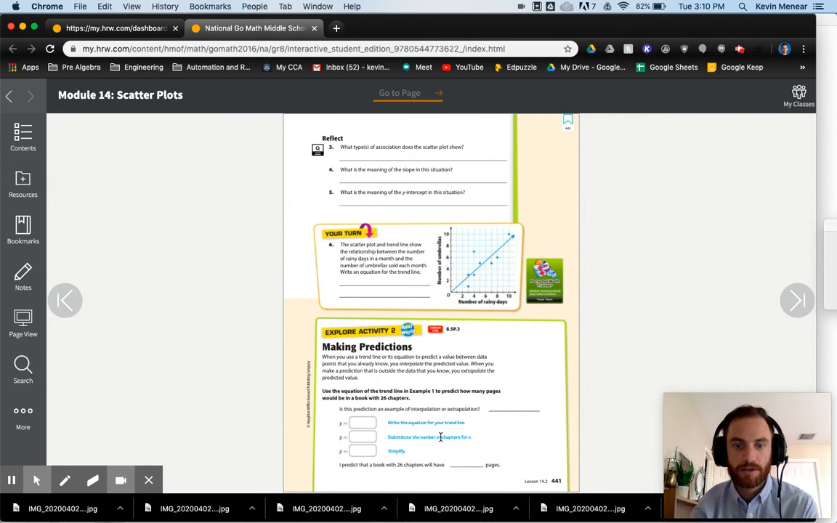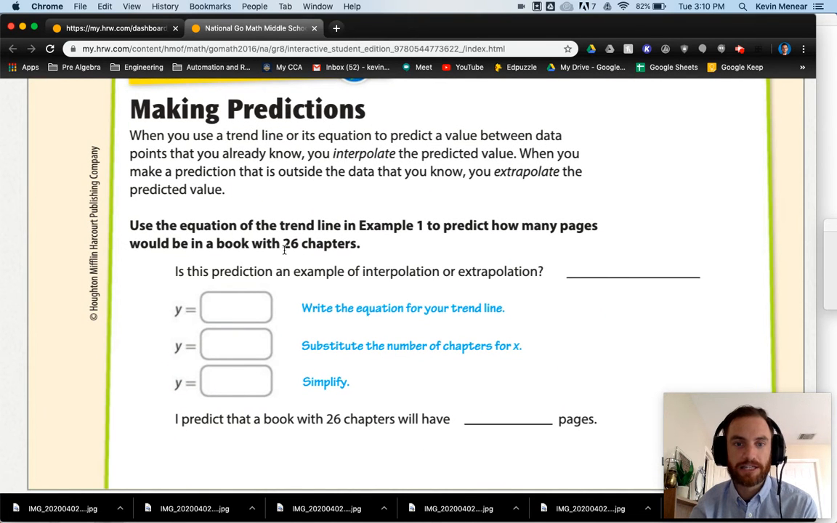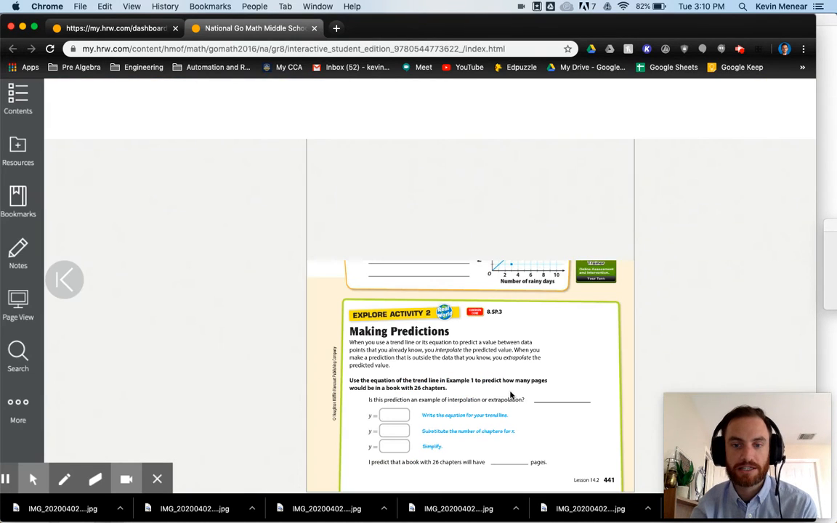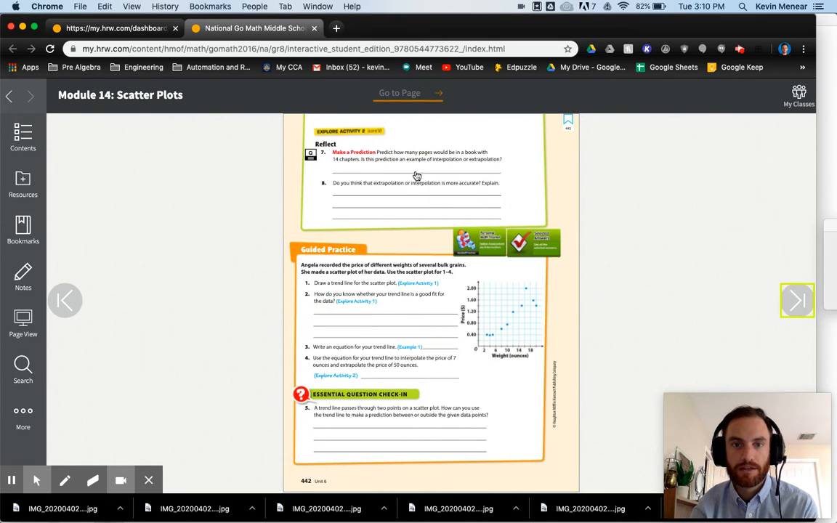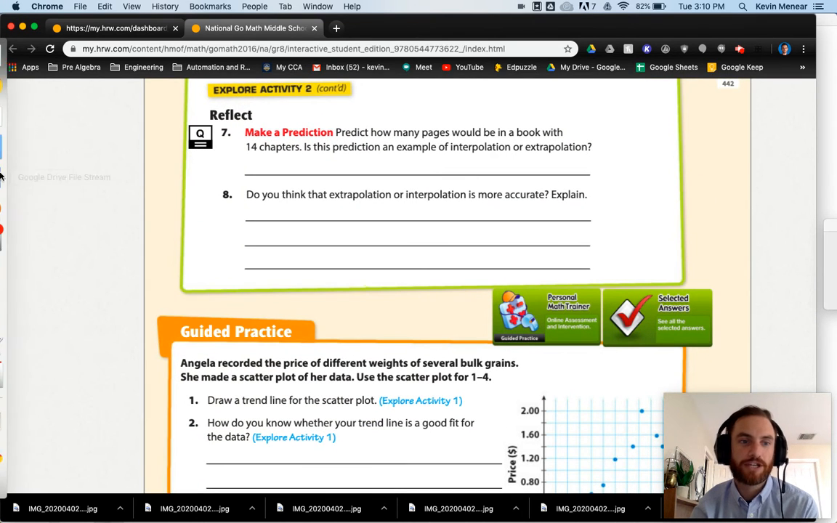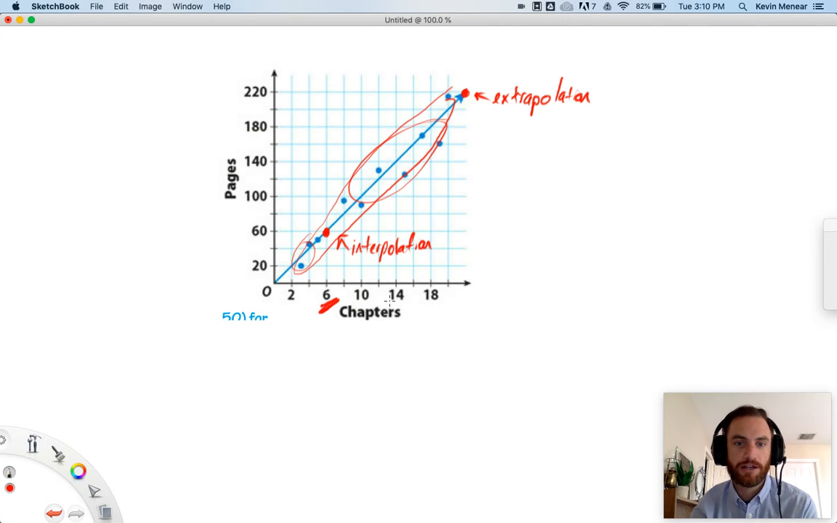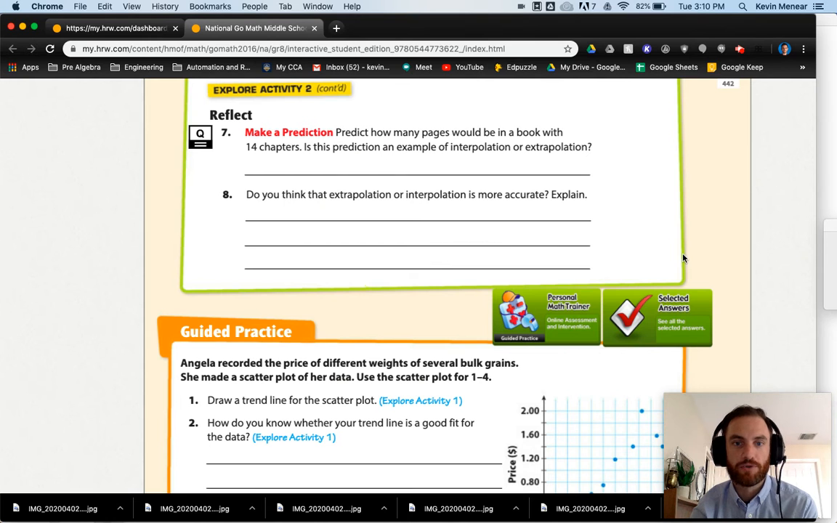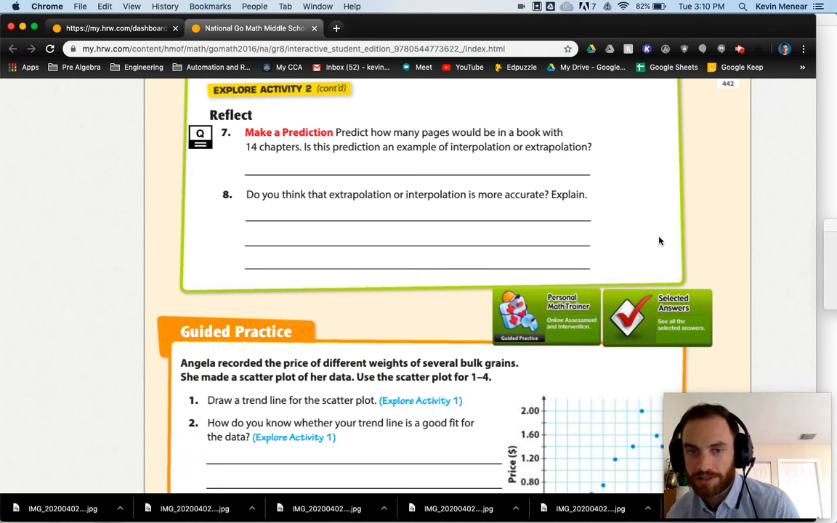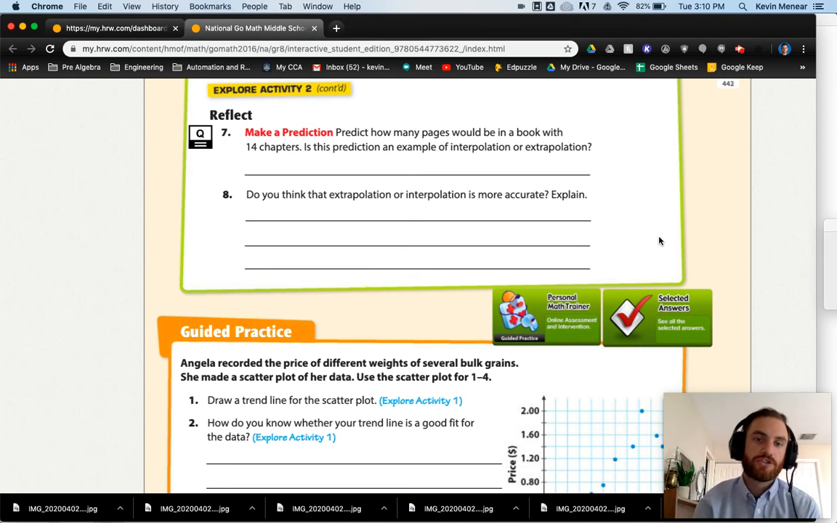Awesome. So in this case, they say, extrapolation would be a book with 26 chapters, and we remember y equals 10x, so it would be y equals 10 times 26, or 260 pages for 26 chapters. Predict how many pages would be in a book with 14 chapters. Well, 14 chapters is interpolation because 14 is inside the range, and I'd predict it'd have 140 pages because 10 times 14 is 140. Do you think that extrapolation or interpolation is more accurate? Well, that's a good question. Think about it, maybe. Pause the video. Okay, so interpolation is generally more accurate, and so let me give you an example of this, okay?